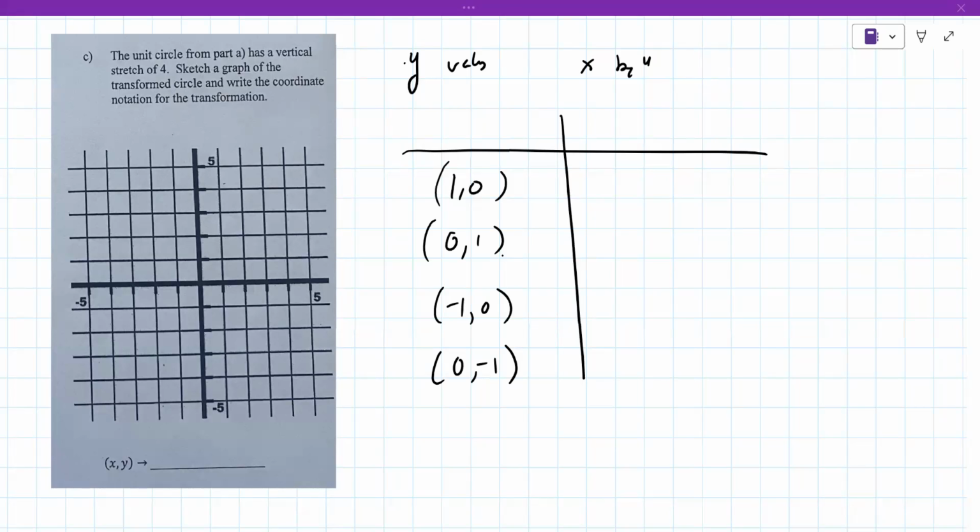Okay, so then it would be (1, 0), (0, 4), (-1, 0), and (0, -4). And then it just looks like it was vertically stretched. So go ahead and graph that as well. Yeah, I graphed it.